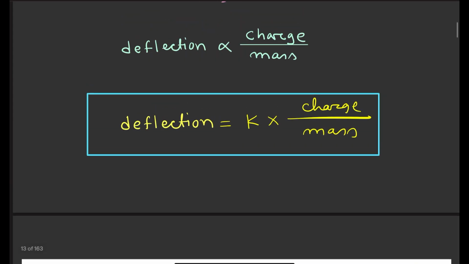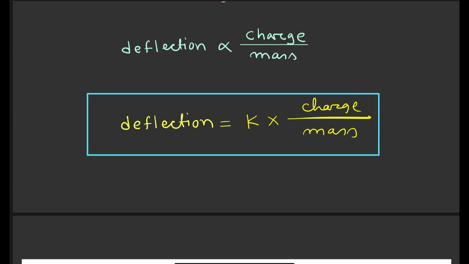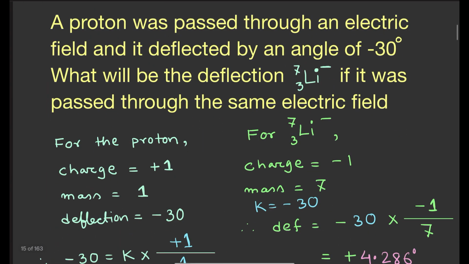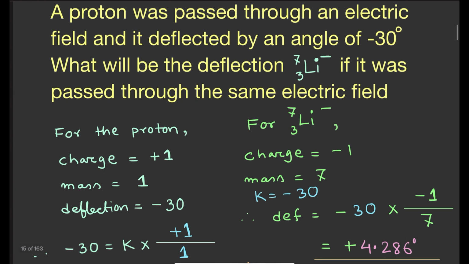Now we can also remove the proportionality sign from this relation and come up with this equation. K is the proportionality constant, and we can use this formula to find the deflection of two particles that are being passed through the same field. So in this question, a proton is passed through an electric field and is deflected by an angle of -30 degrees. What will be the deflection of a lithium negative ion if it was passed through the same electric field?